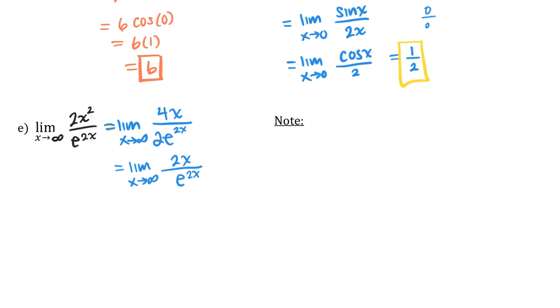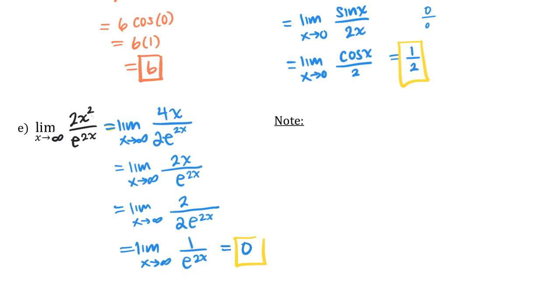Okay, let's do L'Hopital again. Derivative of 2x is 2. Derivative of e to the 2x is e to the 2x times a factor of 2. Okay, so this is going to be the limit as x approaches infinity of 1 over e to the 2x. Now, if I plug in infinity, I would have 1 over infinity. Now, 1 over infinity is 0. So now I am able to determine the limit.